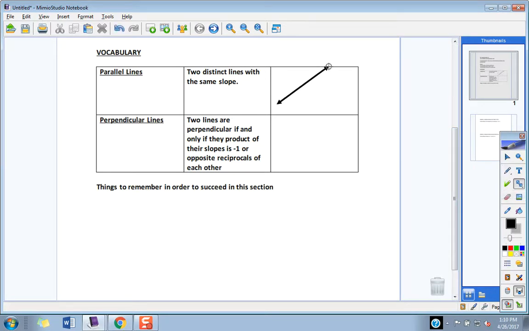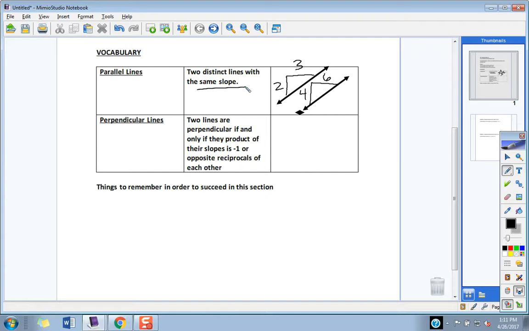Parallel lines right here. Help me out, kids. Volunteer to read this. What are parallel lines again? Two distinct lines with the same slope. So as I look at this, if I have a slope with a rise of 2 and a run of 3, and let's say that this slope rises 4, what would the run have to be on that line to keep those parallel? 6, because 4 over 6 reduces to what, kids? Okay, so parallel lines are going to possess the same slope.